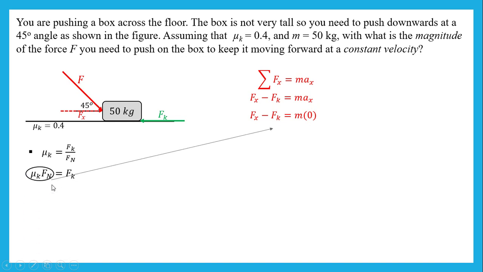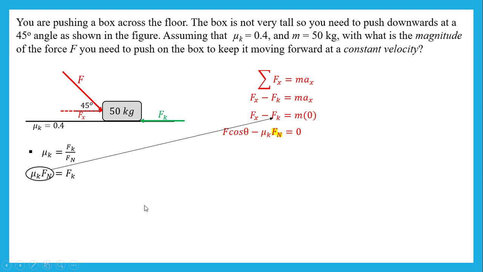From there, I can do this quick substitution. Where f of k is, I can substitute in mu k f of n. At the same time, if you've watched my first couple of videos on forces, hopefully by now your geometry is good. I can also substitute f of x with f cosine theta, because according to this diagram, f of x is my adjacent, and in geometry, adjacent is your cosine function of the hypotenuse. So I replace f of x with f cosine theta minus mu k f of n. Here I highlight f of n for you because I don't know what f of n is.